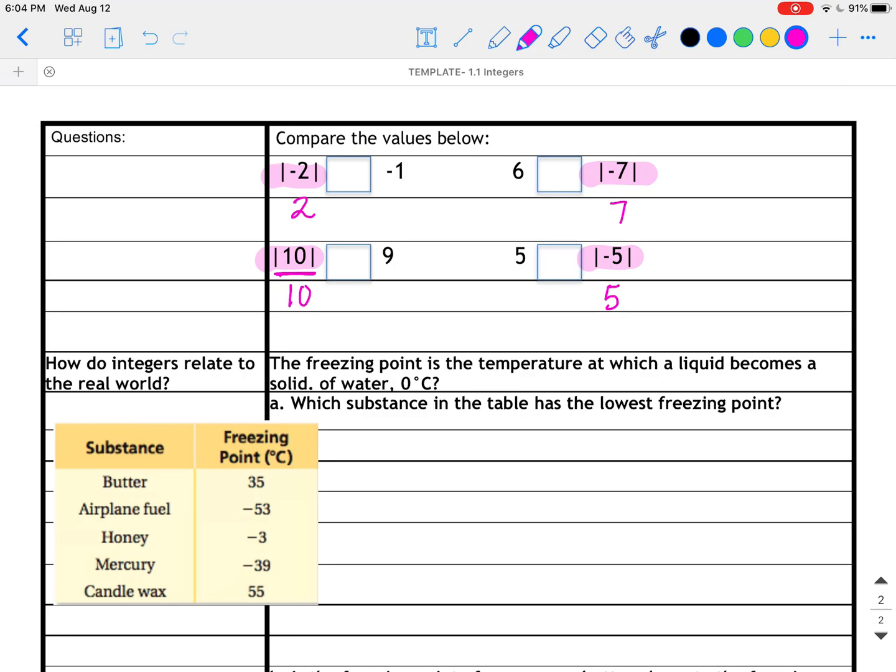All right, so now that we have all these values straight, let's go ahead and compare. So 2 is blank to -1. Is it greater than, less than, or equal to? Hopefully you know that a positive number is always greater than a negative, and therefore 2 is going to be greater than -1.